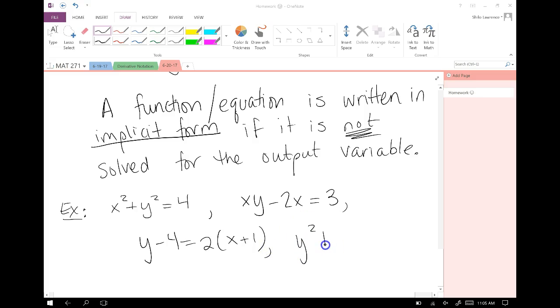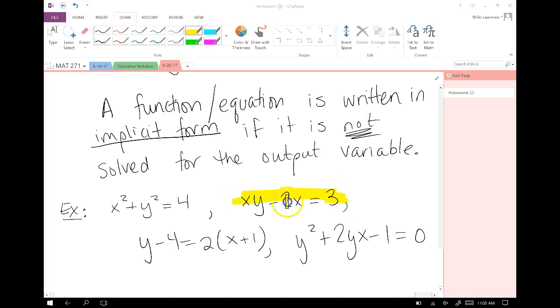Y squared plus 2yx minus 1 equals 0. To make it explicit, could you just solve for x instead of y? No, because x is the input variable. It specifically has to be solved for the output variable. So that's a good point, though.